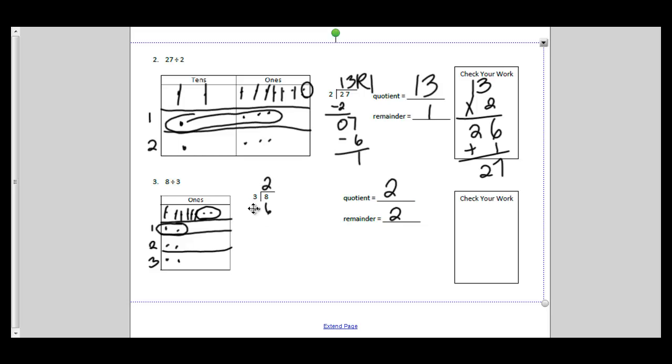2 times 3 is 6. I used 6, 2, 4, 6, and I had 2 left over. So I have 2, remainder 2. So I'm going to check my work. My answer was 2. I was putting them into groups of 3. So 2 times 3 is 6. Add my remainder. Gives me 8. Okay, I think this is kind of fun.